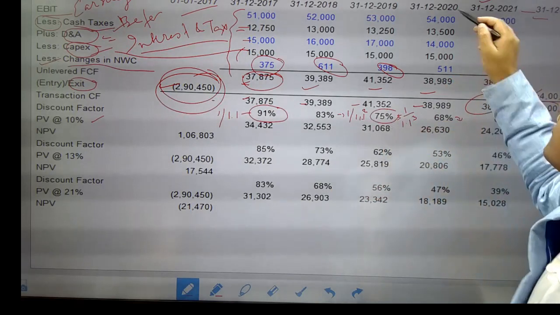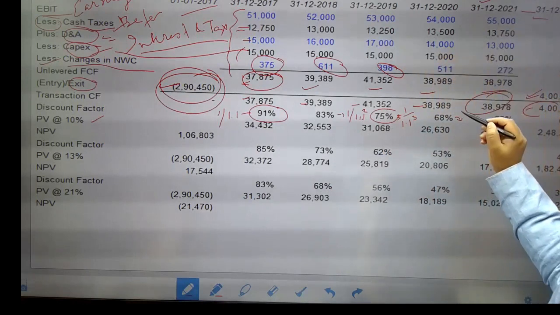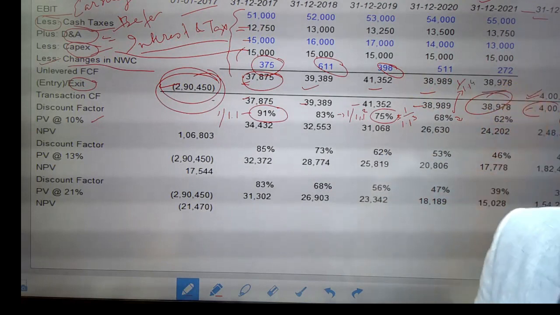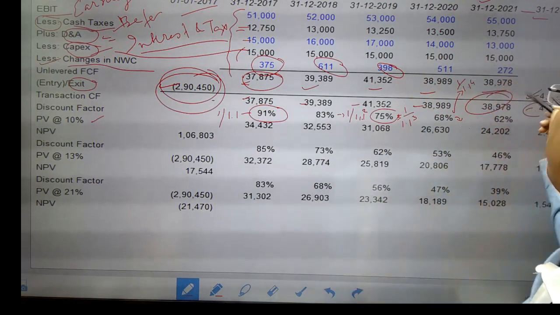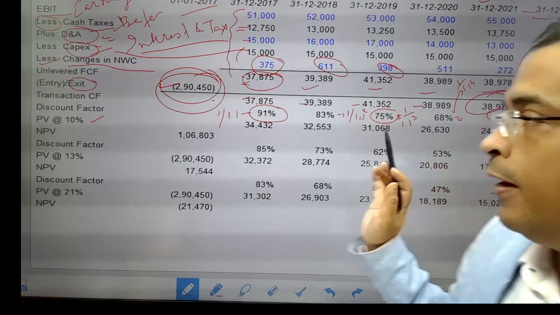And subsequently, it is the fourth year, right? That would be 1 divided by 1.1 to the power 4. And we'll get 68%. Fifth year, similarly, 1 by 1.1 to the power 5. And we get 62% factor.